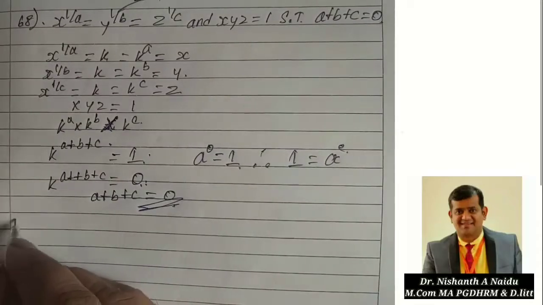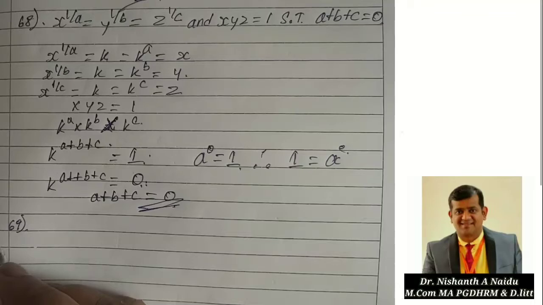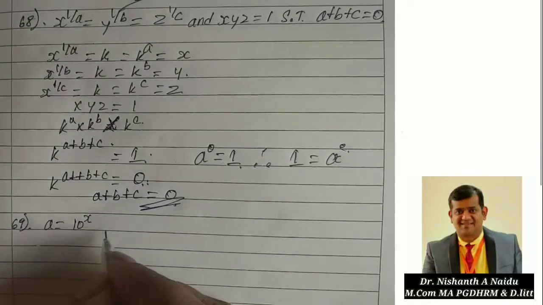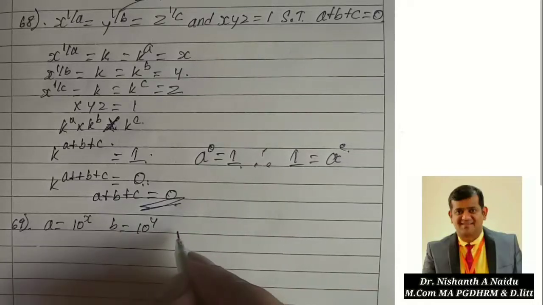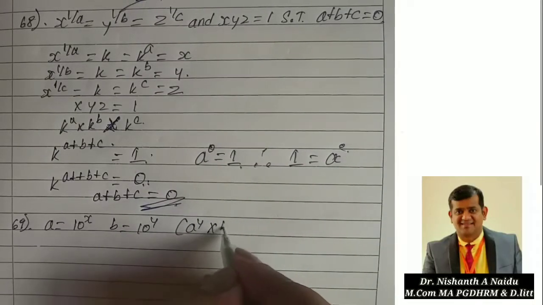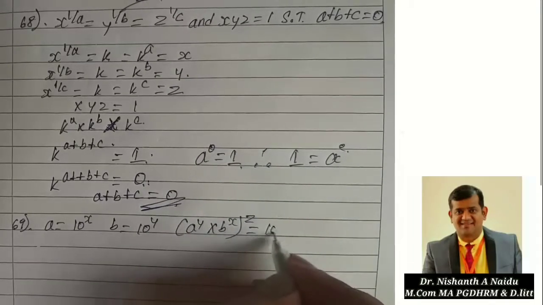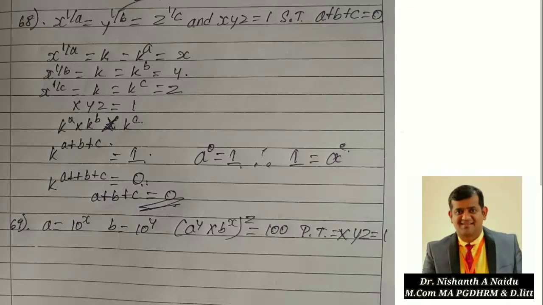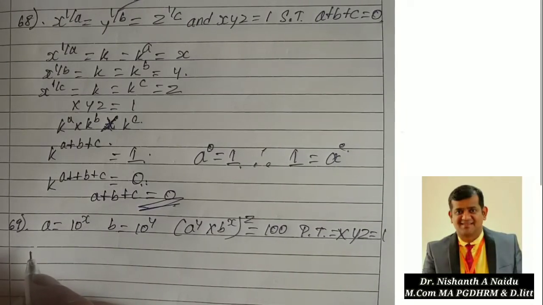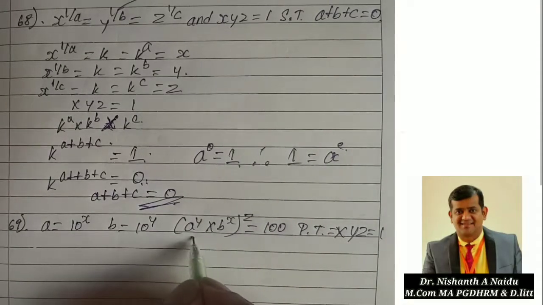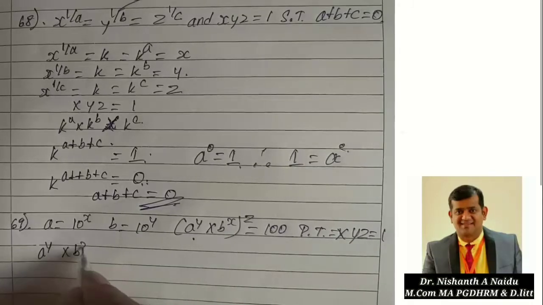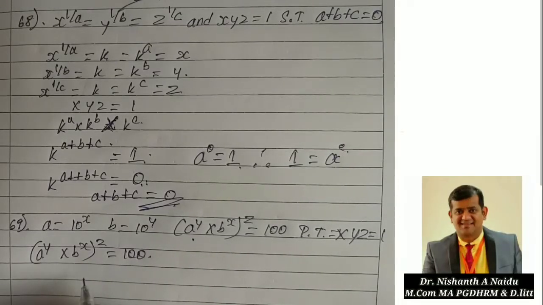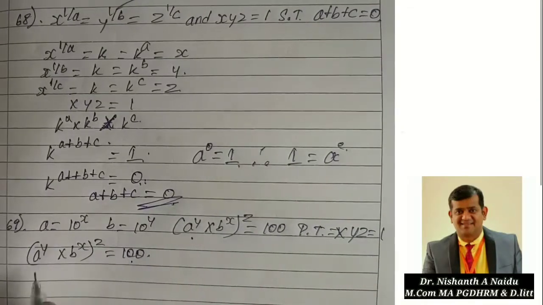So next I'm moving to problem number 69. a equals 10 to the power of x, b equals 10 to the power of y, and a to the power of y into b to the power of x, whole power z, equals 100. Prove that xyz equals 1. So now I have to come up with a new equation. Let me take this part, a to the power of y into b to the power of x whole power z equals 100.